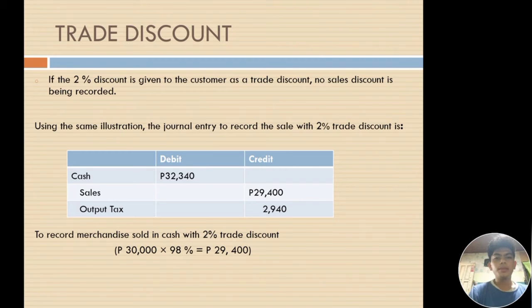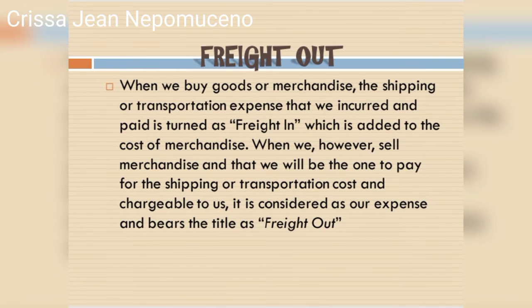30,000 times 98% equals 29,400 pesos. So it was mentioned earlier that freight in is when we buy goods or merchandise, the shipping or transportation expense that we incurred and paid. So it is freight in, which is added to the cost of merchandise.